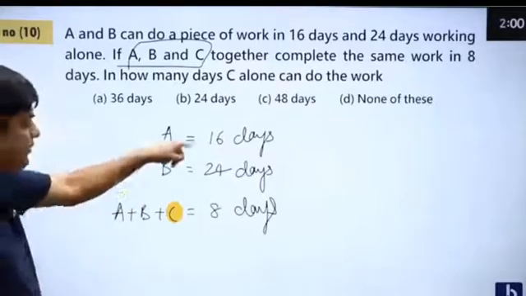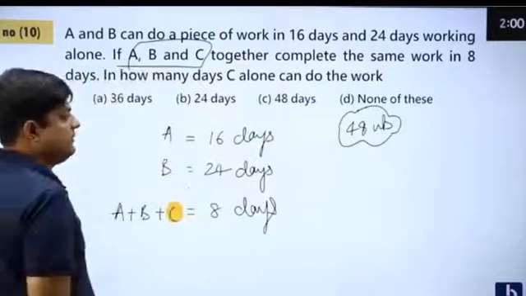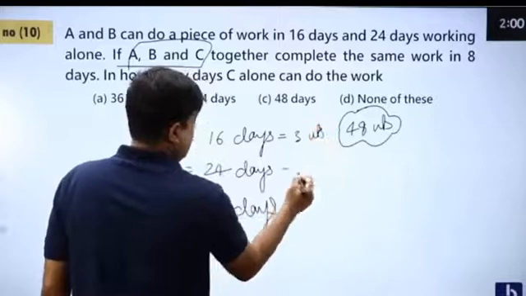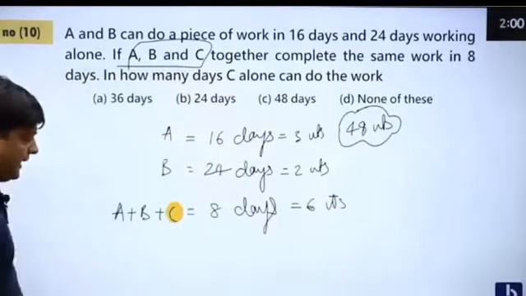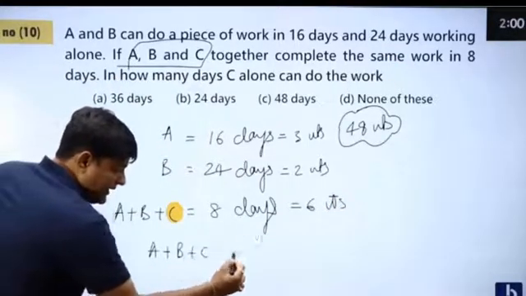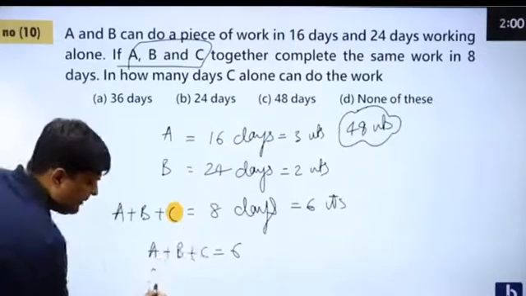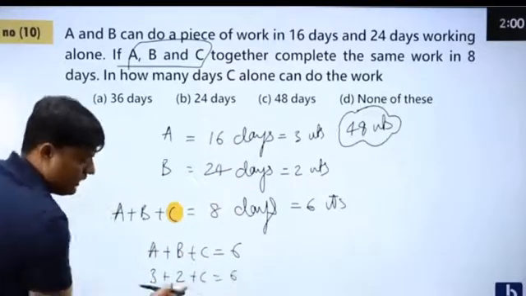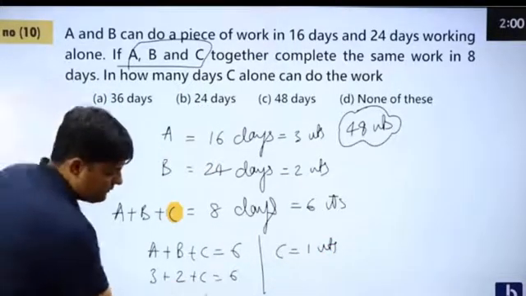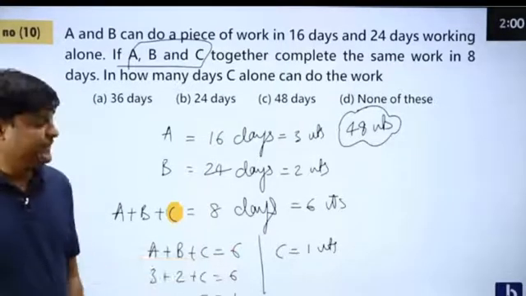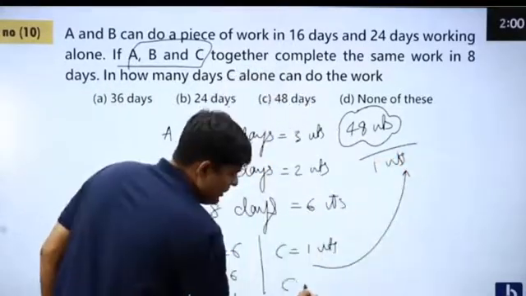How? The LCM of all these is 48. So it's very simple. Per day, A does 3, B does 2, and A plus B plus C does 6. A, B and C's combined work is 6. In that, A will do 3 units and B will do 2 units. C will do how much? I'm finding it now. C's work is 1 unit. This is not 1 day, this is 1 unit. So if he does 1 unit daily, he will definitely do it in 48 days.